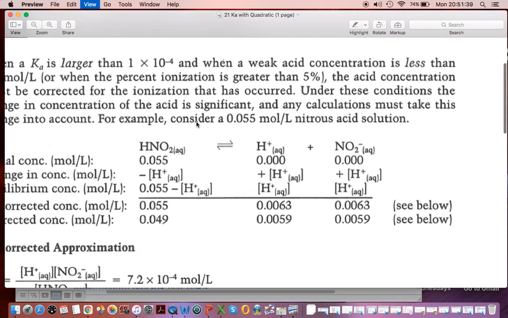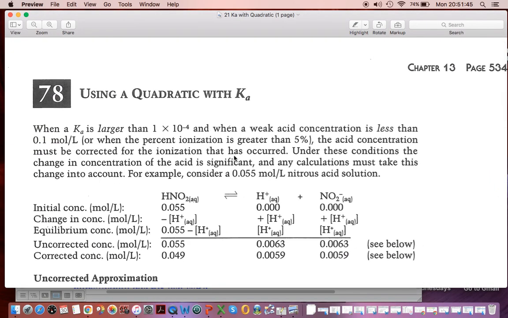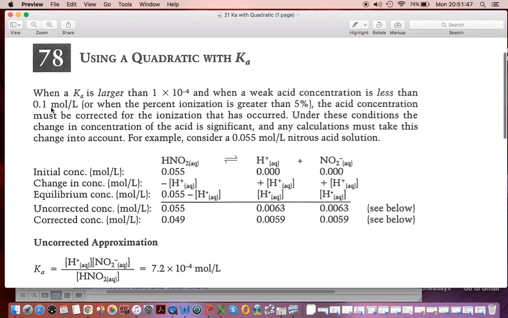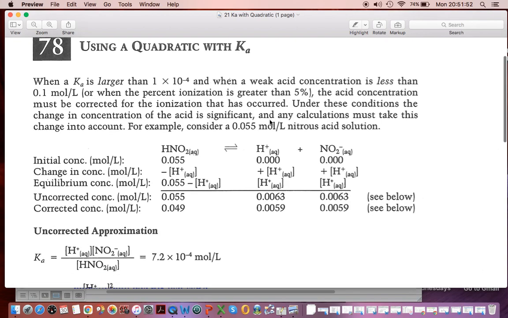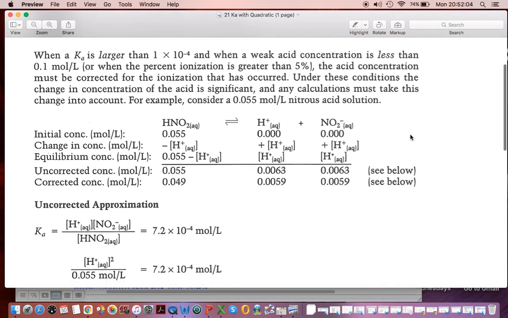Now that's hard for me to see, so I'll make it jumbo. Well, 1 times 10 to the minus 4, and our weak acid concentration is less than 0.1 moles per liter. So what we're going to run into is we're not going to be able to make those safe assumptions. It says under these conditions, the change in concentration of acid is significant and must be included in our calculations.